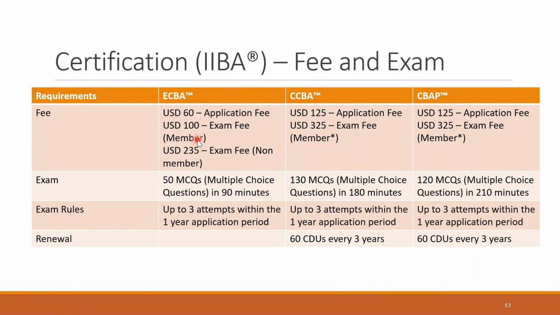Now the exam pattern for all these three comprises multiple choice questions. The duration of the exam differs between ECBA through CBAP. For example, in ECBA, you are given 50 multiple choice questions that you have to complete within 90 minutes. If you are unsuccessful in your first attempt, you can give up to three attempts. You can take the exam up to three times in 1 year. If you fail in all three attempts, then there will be a cooling off time of 1 year, and then you can apply again next year. The same criteria applies for the other two as well. Within 1 year, the maximum attempts allowed are three.